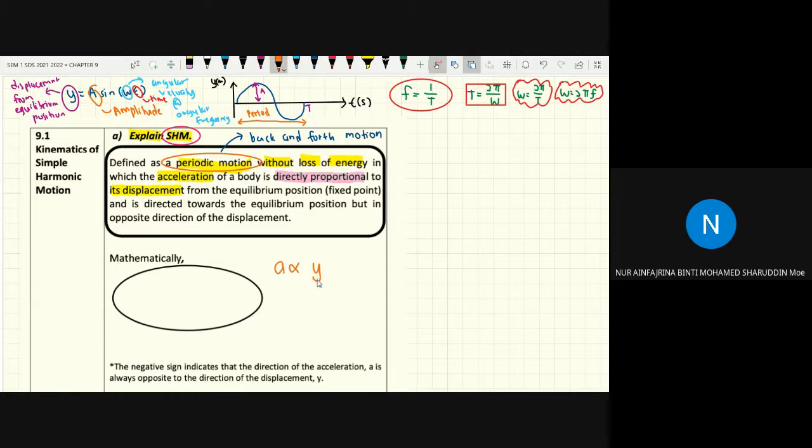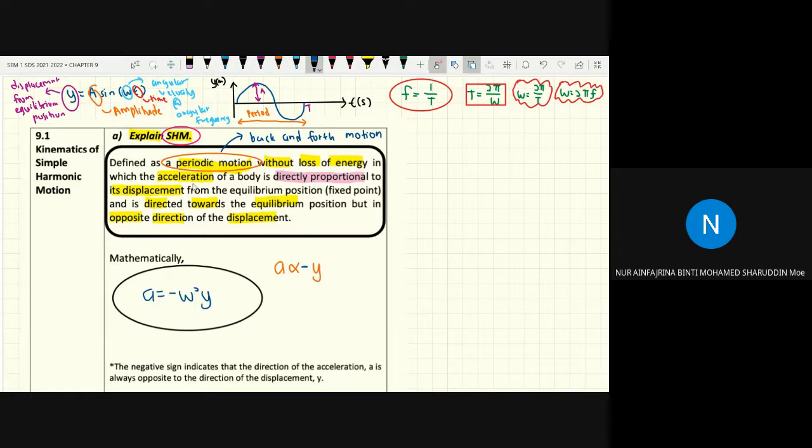The equilibrium position is a fixed point, and the acceleration is directed towards the equilibrium position but in the opposite direction of the displacement. Because it is opposite to the displacement, there will be a negative. That's why mathematically it is just directly proportional, so we add negative omega squared y. This is the formula.